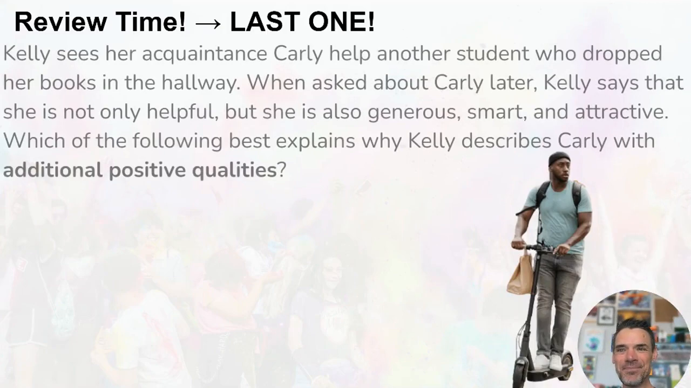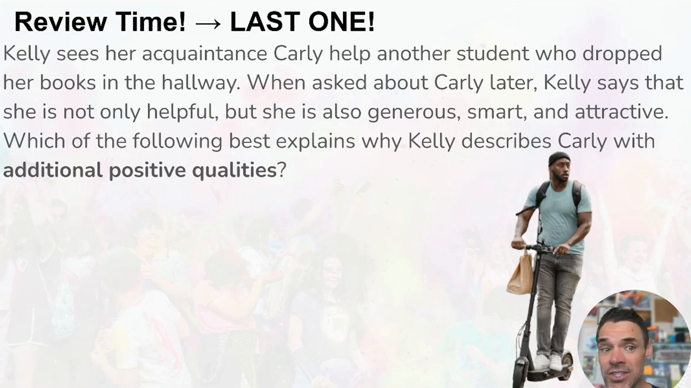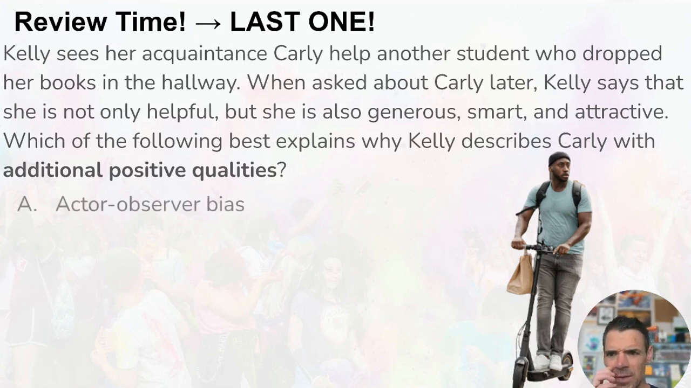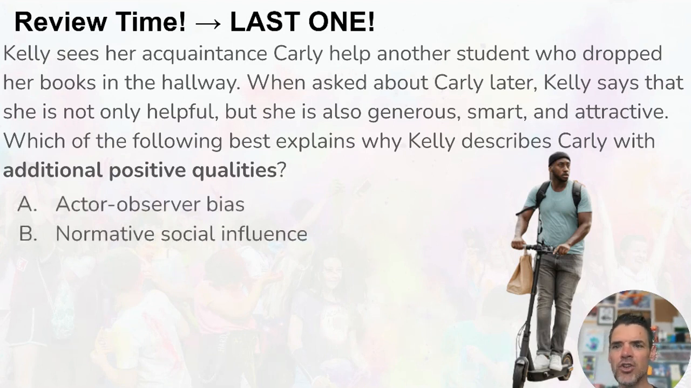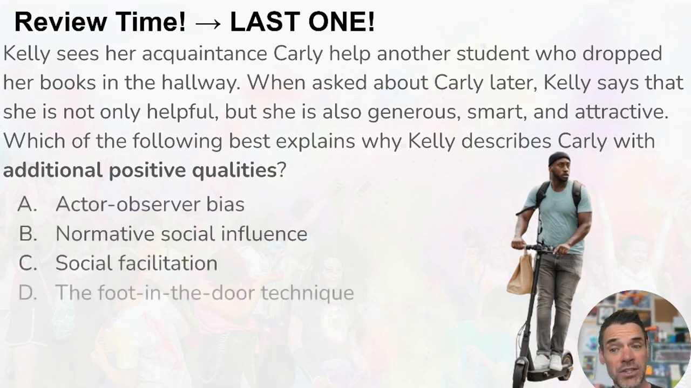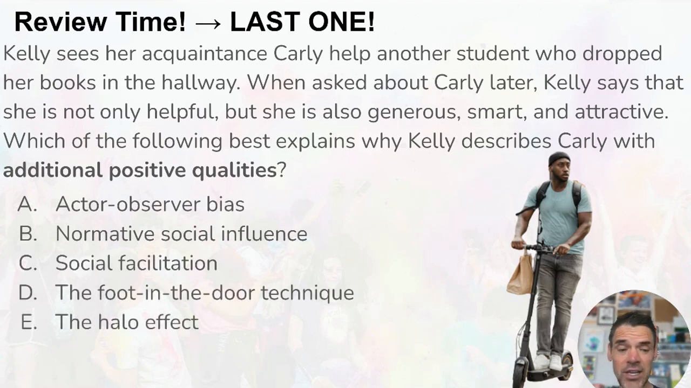Last one. Kelly sees her acquaintance Carly help another student who dropped her books in the hallway. When asked about Carly later, Kelly says that she is not only helpful, but she's also generous, smart, and attractive. Which of the following best explains why Kelly describes Carly with additional positive qualities? You know this. What's this called? Actor-observer bias, normative social influence, social facilitation, foot in the door technique, or the halo effect. It is the halo effect.